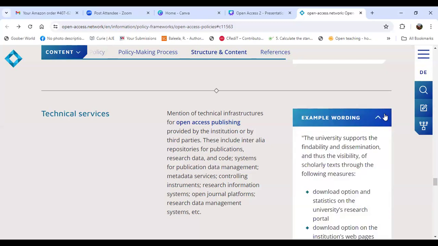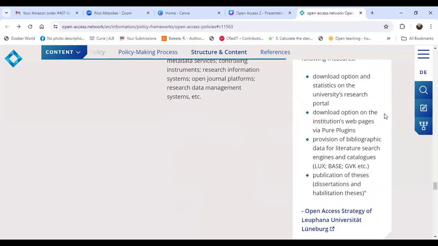An example of wording will be something like this. The university supports the findability and dissemination, and thus the visibility, of scholarly texts through the following measures: download option and statistics on the university's research portal, download option on the institutional web pages via plugins, provision of bibliographic data for literature search engines and catalogs, publication of theses, dissertations, and habilitation theses.